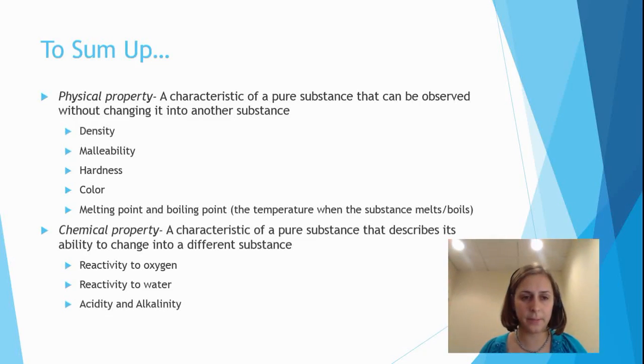Okay, welcome back from the video. To sum up what you just saw, a physical property is a characteristic of a pure substance that can be observed without changing it into another substance. Some of them include density, malleability, hardness, color, melting point, and boiling point. Those are the temperatures when the substance melts or boils. A chemical property is a characteristic of a pure substance that describes its ability to change into a different substance. For example, reactivity to oxygen, reactivity to water, acidity, and alkalinity are all chemical properties.